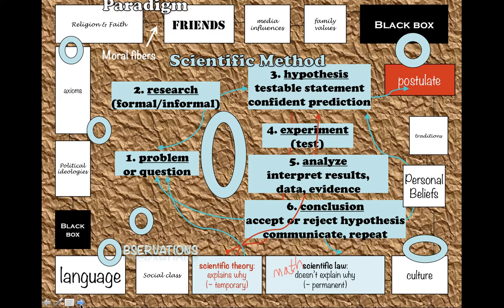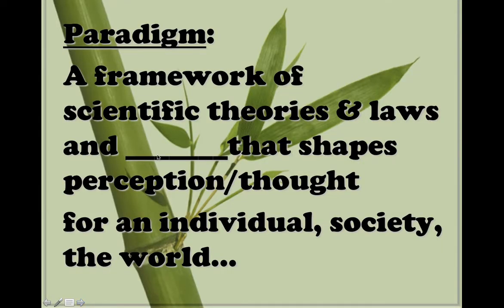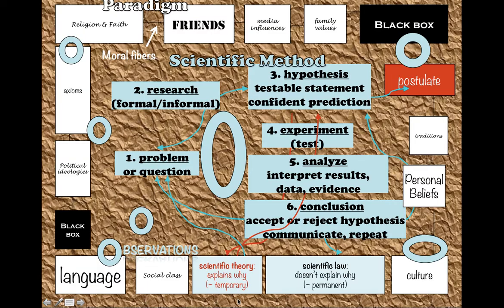All right, so let's go to what the heck a paradigm is. There was a reason that I used that crazy frame, or that big box shape filled with smaller boxes, because a paradigm is a framework of all of that stuff. But since we're in chemistry class, we're in science class, I want to focus on those first two pieces that make up the paradigm, which are science and nature. So it's a framework of scientific theories and laws, right down here.